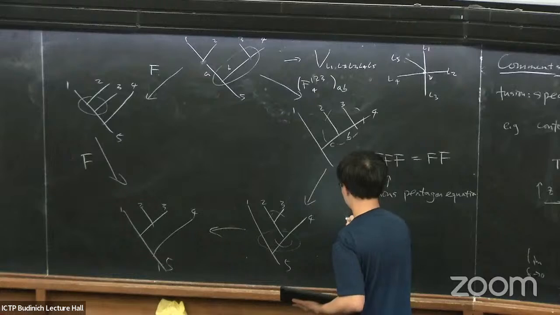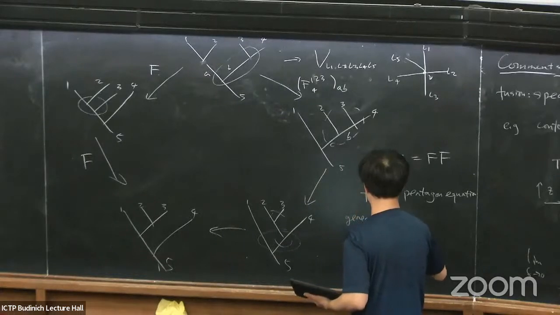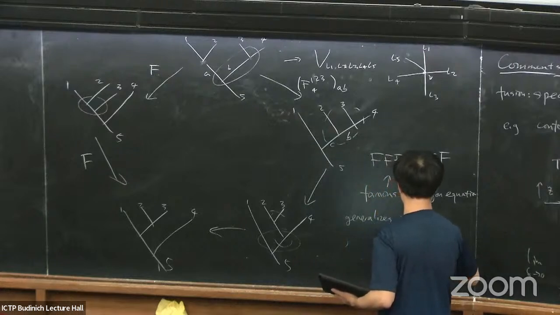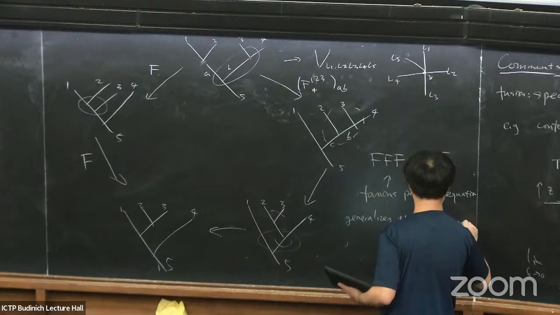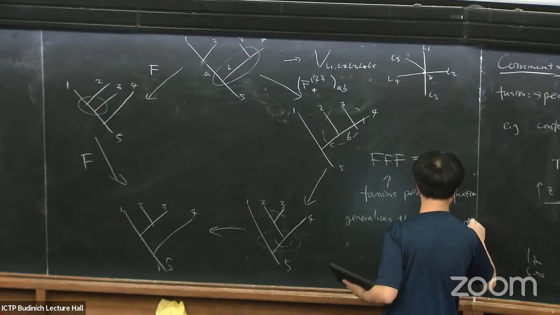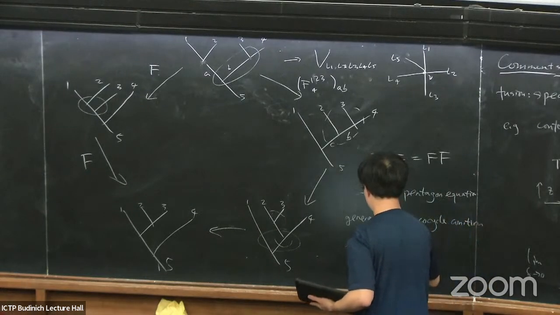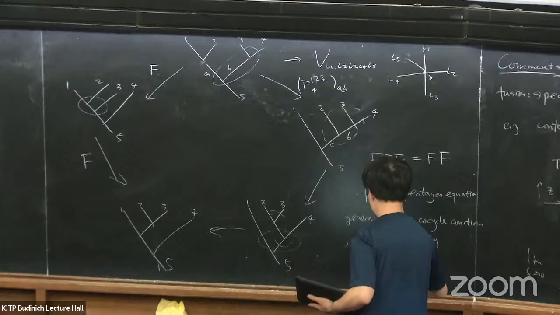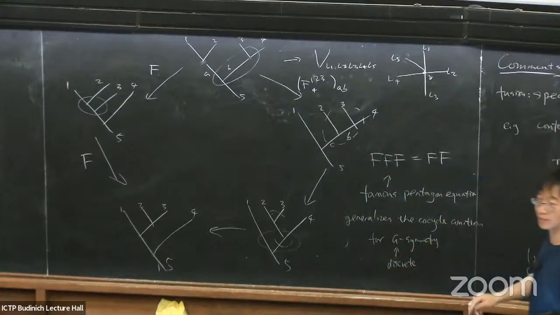Which is a generalization of the cocycle condition for G symmetry, for invertible symmetry where G is discrete. In which case the pentagon equation is the same as the cocycle condition that defines the G anomaly.